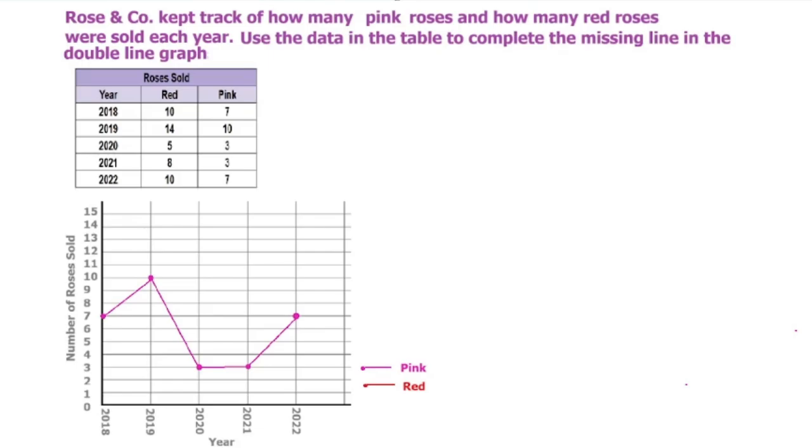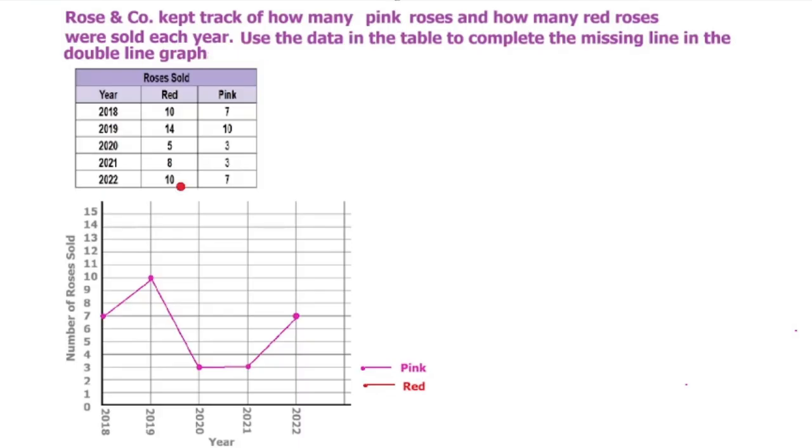In this video, we're going to plot a double line graph. So if we have a problem like this one that says, Rose and Co. kept track of how many pink roses and how many red roses were sold each year. Use the data in the table to complete the missing line in the double line graph.